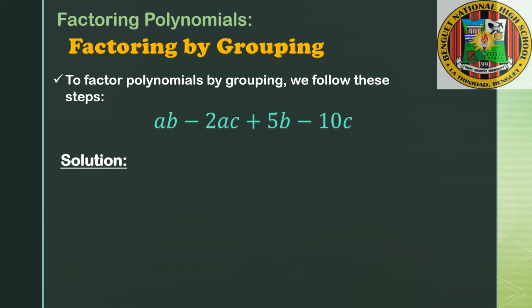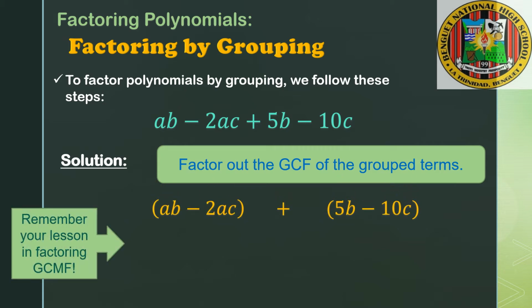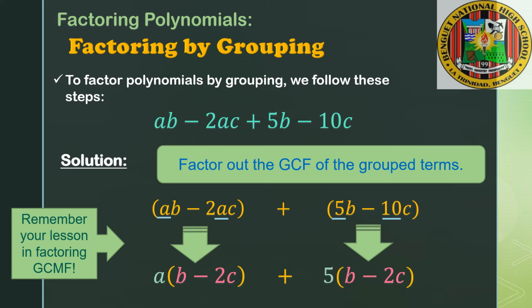After grouping the terms, we then factor out the GCF of the grouped terms. We apply here what we've learned in our previous lesson in factoring using common monomial factoring. So in our first group, we factor out the common factor a, leaving the binomial b minus 2c in the parentheses. While in our second group, we factor 5, leaving the binomial b minus 2c in the parentheses. Study carefully this answer.